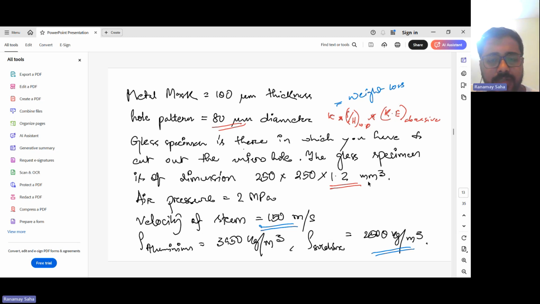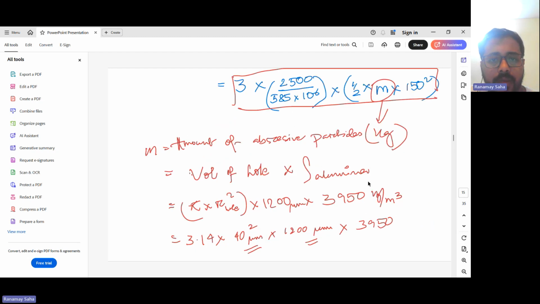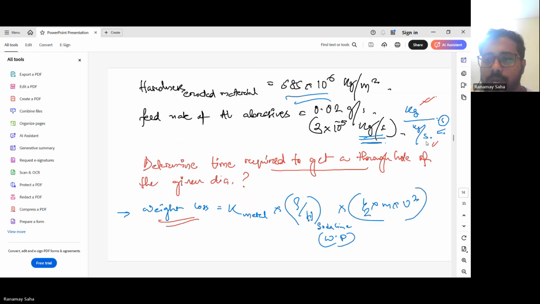Hope you have tried. Let's look at the solution. We have just seen how the mass loss or weight loss actually varies with the density to hardness ratio of the workpiece, as well as the kinetic energy of the incoming particles, other than the velocity coefficient k. In case of metals, you know that k varies from 2.3 to 3, right? It's a constant value. So let's take the value of k for metal as 3, and the density to hardness ratio you can find out because these are already given for soda lime in the question.